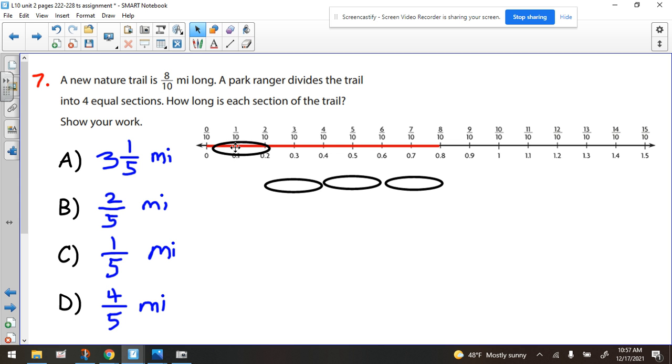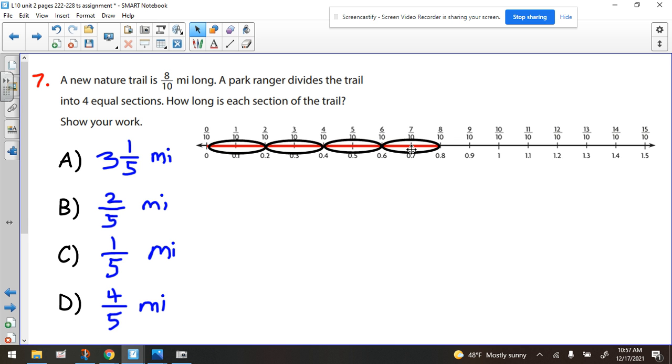So here's section number 1, here's section number 2, here's section number 3, and here's section number 4. So we're trying to figure out how much is in each section. In other words, how long is this little piece from here to here? I'll trace it. How about in yellow? This piece from here to here is how long? Now you should be able to see just by looking here that it's 2/10, but 2/10 is not an option.